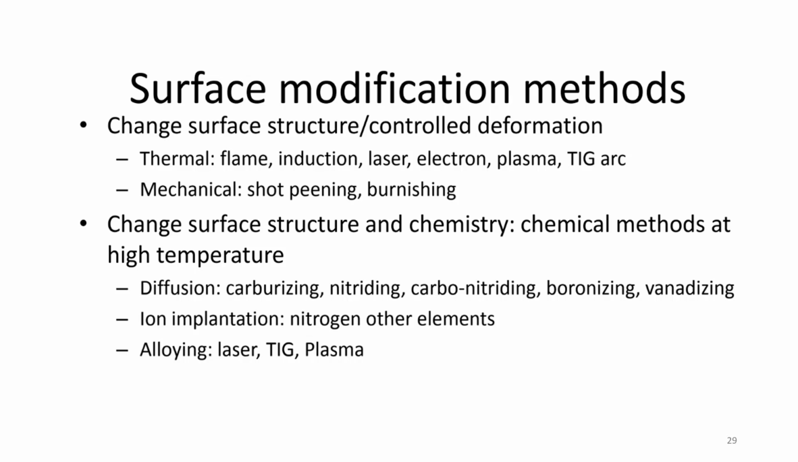Next is change surface structure and chemistry. So chemical methods at high temperature. So first is diffusion. In this case, carburizing, nitriding, carbonitriding, boronizing and vanadizing. These are the processes where these elements will be diffusing near the surface metal. Ion implantation, where nitrogen and other elements can be used. Alloying, laser, TIG and plasma.